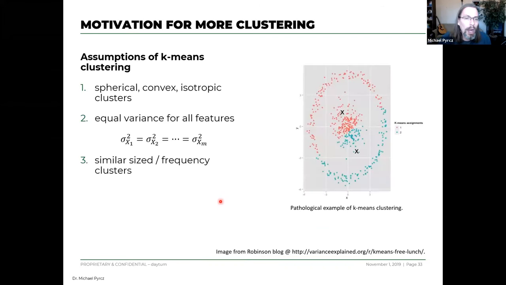Okay. Now, why do we want to do anything more complicated? Because k-means clustering was simple. Why don't we just stay there? That's a happy place. It has lots of limitations. Spherical, convex, isotropic clusters. That's what it's assuming.